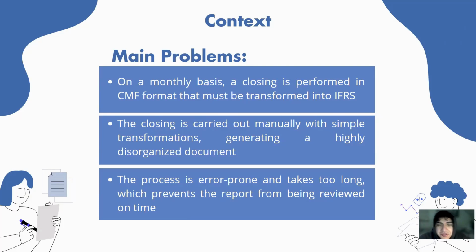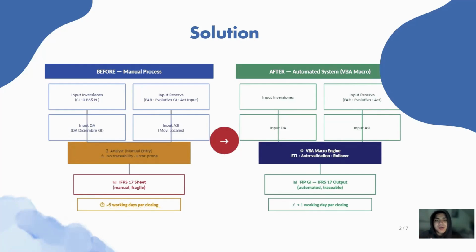And the third, the process generated no traceability. If a number looked wrong, there was no easy way to know where it came from. So the question is, could we fix the three at once? For that, I created a visual micro engine inside Excel that automates the entire process end to end.